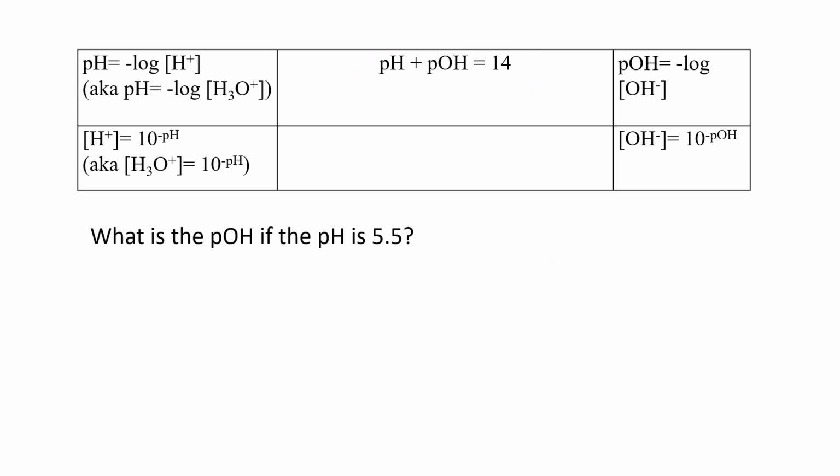What is the pOH if the pH is 5.5? So we're going to do 14 minus 5.5. We get 8.5 as our final answer.